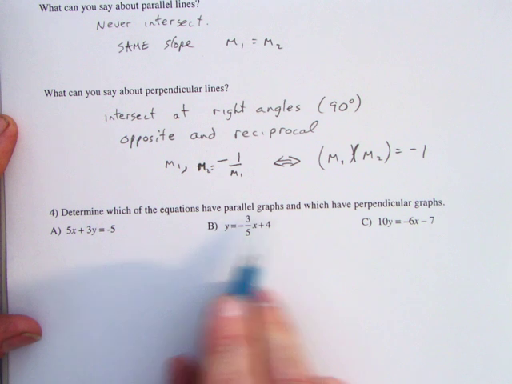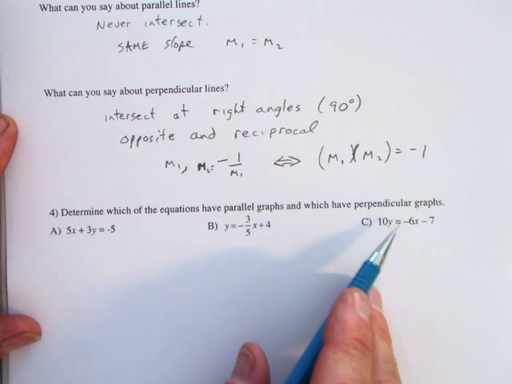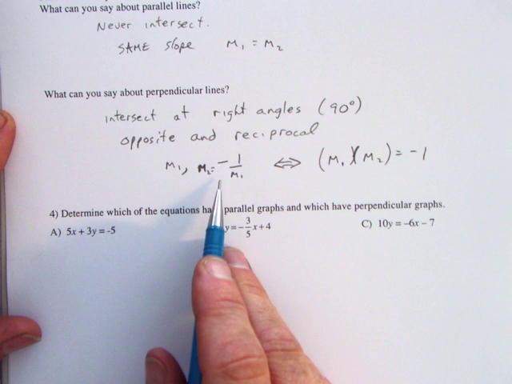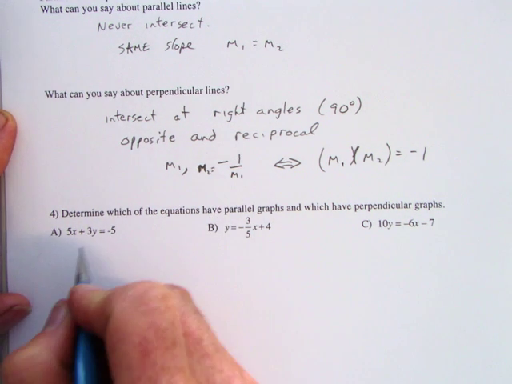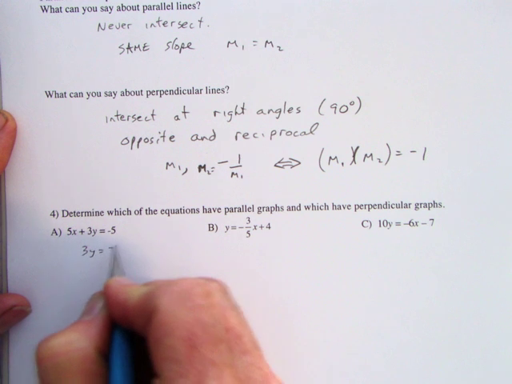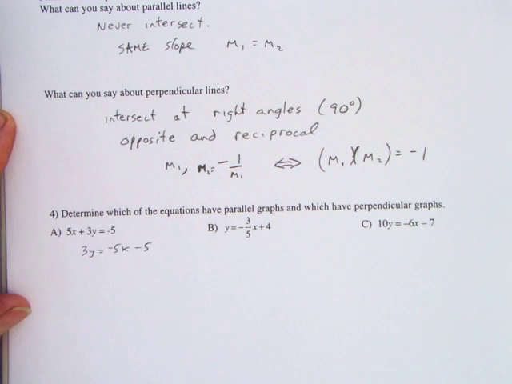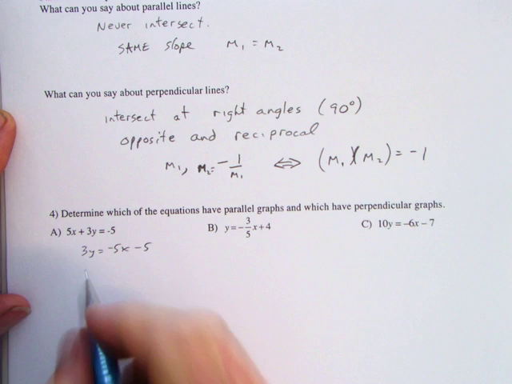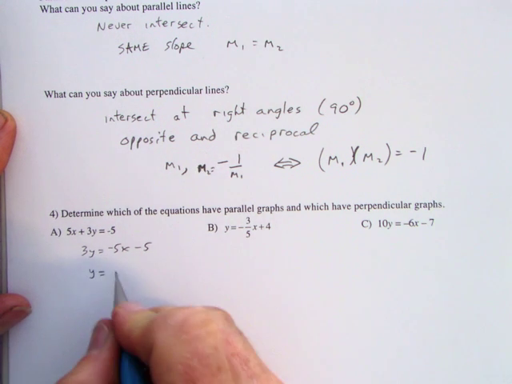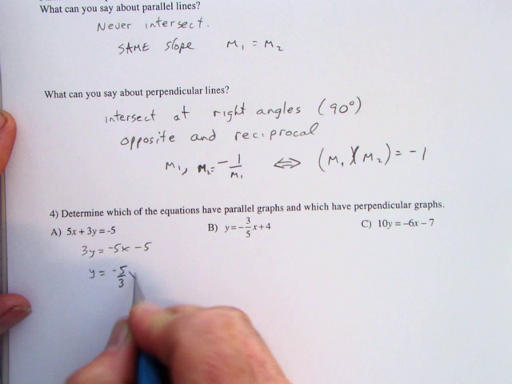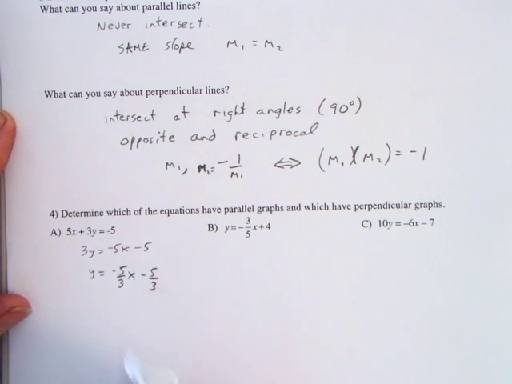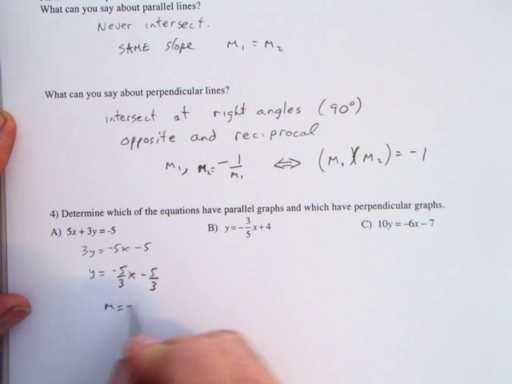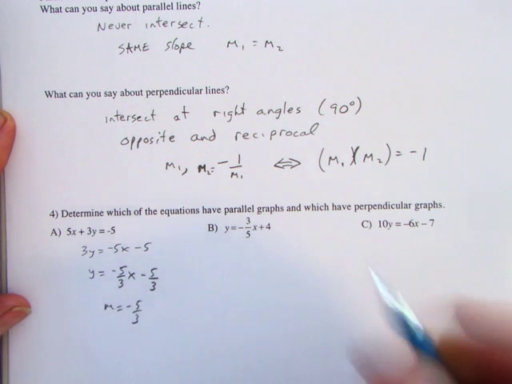Determine which equations have parallel graphs and which have perpendicular graphs. So what we need to do is find out what their slopes are. Let's take the equations and solve it for y. We'll have 3y equals negative 5x minus 5. Divide by 3. We'll have negative 5/3 x minus 5/3. So our slope here is negative 5 over 3.